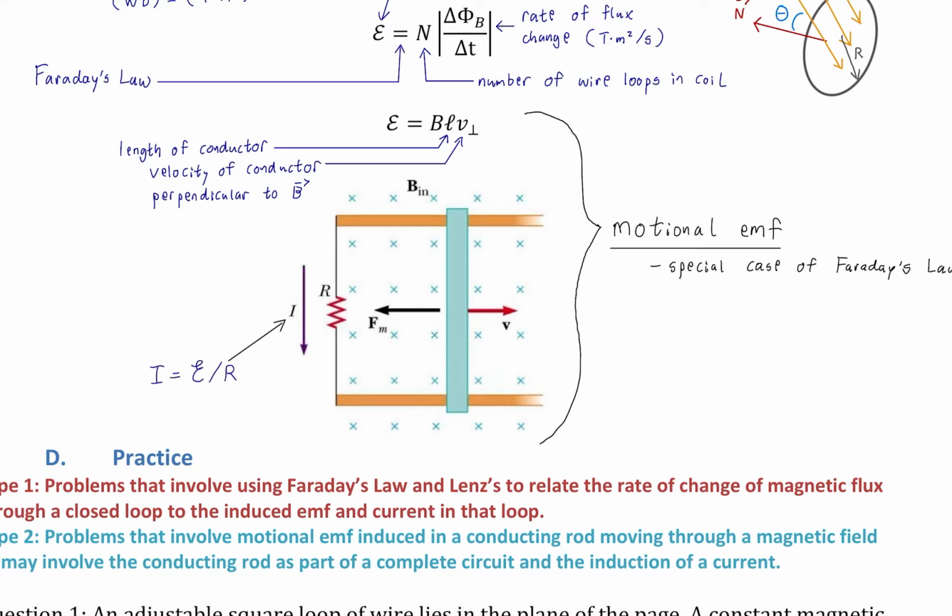And then, if we want to, say, find the current, we'd simply use Ohm's law to relate the induced EMF from the motional EMF equation to the resistance in the circuit in order to find the current through the circuit. And the circuit, of course, passes through the conductor, then through the resistor, something like that, okay?